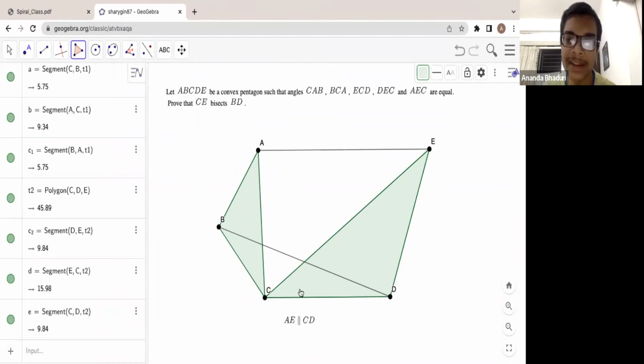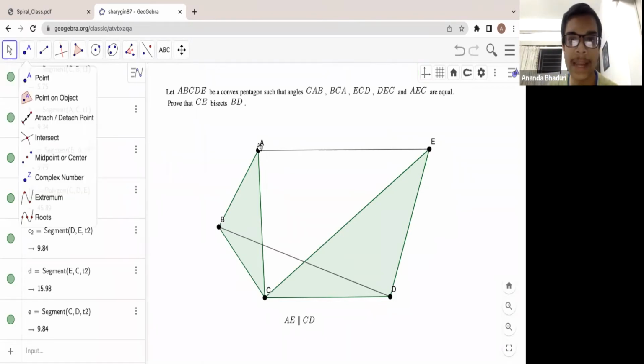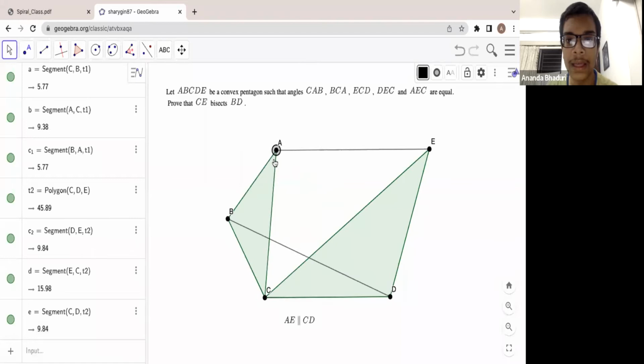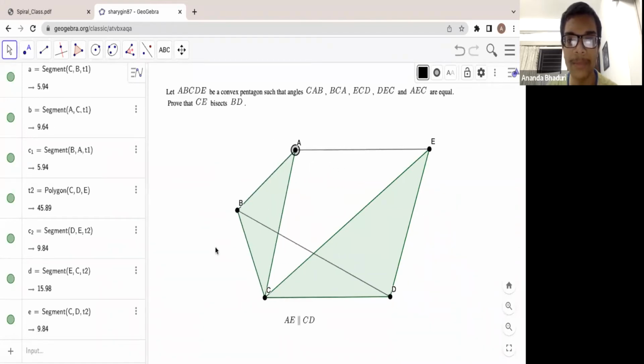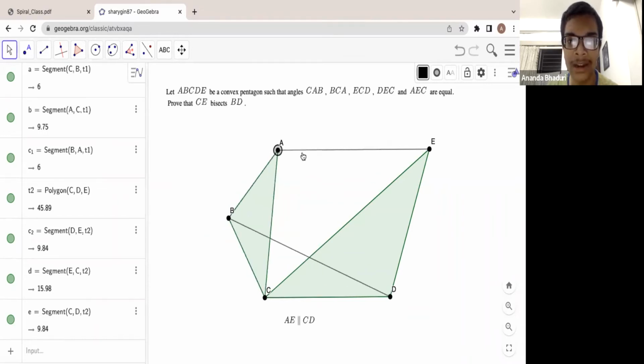So what I was saying is that if you consider this problem with respect to triangle CDE, that makes it a lot easier. What you're essentially doing is varying A on this line, and you want to show that B moves such that BD is bisected by C. What does that mean?